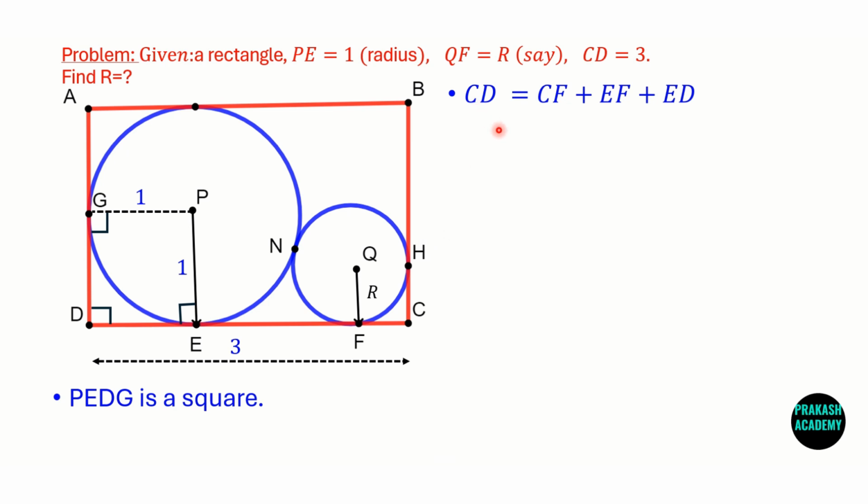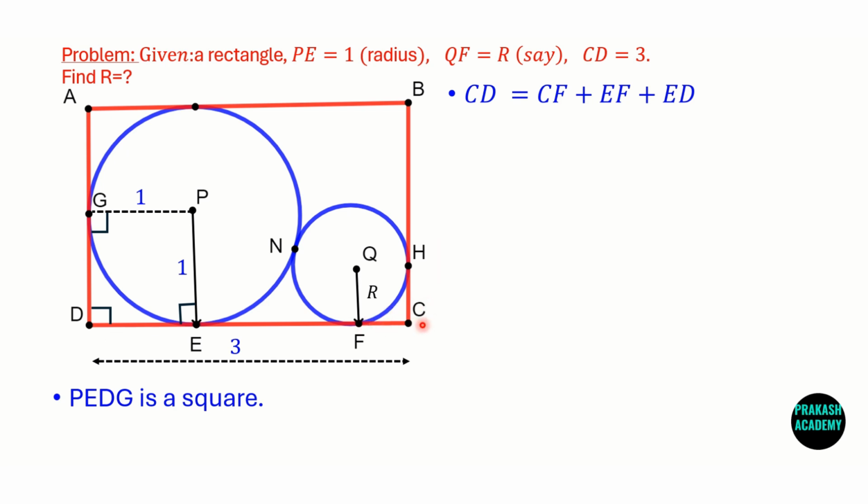Now we can write length CD, that is this side. I can write this side length is equals to CF, that is this one, plus EF, that is this one, plus ED, that is this one. Now what is ED? ED will be 1 unit because this is a square. So all sides will be 1 unit.